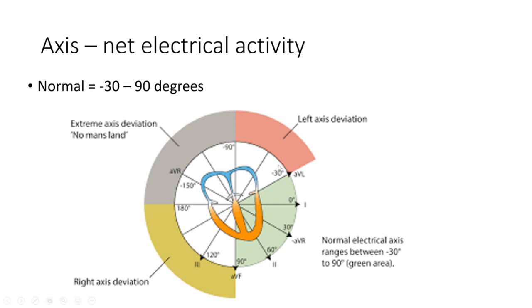And pretty much the same happens in left axis deviation. So in left axis deviation, the net activity would go towards this red side, and lead 1, which is over here, might be causing the net activity to read positive in lead 1, but now lead 3, which is normally positive, would be negative because it's the complete opposite direction now to lead 3. Okay, so that's all I'm going to say about that.